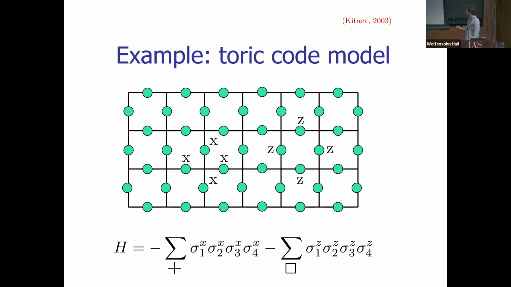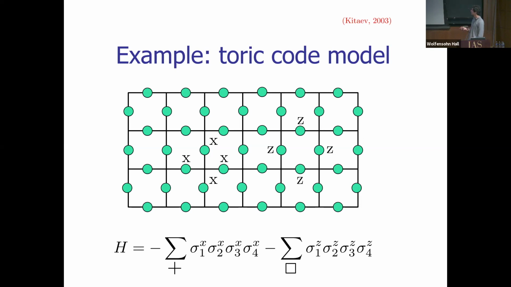And what does the model look like? Well, we have these spins that live on the links. Each of these green dots is a spin 1/2 degree of freedom. They live on the links of, let's say, the square lattice. So it's a spin model made out of spin 1/2s that live on these links. And the Hamiltonian has two terms. They're both four-spin interactions. There's a star term, which involves the product of four sigma x's around a vertex or star. And then there's the plaquette term that involves the product of four sigma z's around a plaquette. And it's exactly solvable because all the terms commute, and we know everything about it.